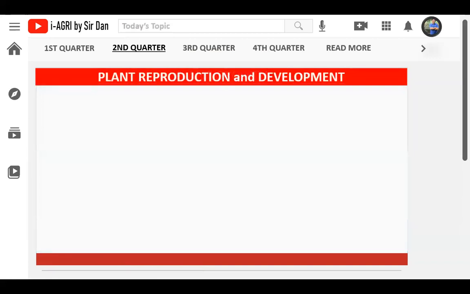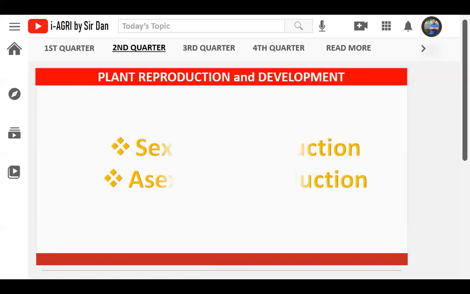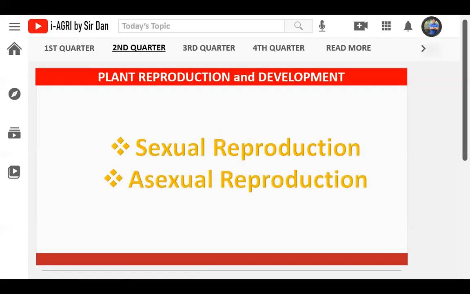Next, let's talk about plant reproduction and development. Plants reproduce either by sexual reproduction or asexual reproduction. In sexual reproduction, a male sex cell, or what we call the sperm, and the female sex cell, or what we call egg, join to produce a seed that develops into a new plant or seedling. In asexual reproduction, a new plant grows from some part of an old plant, or what we call a mother plant. To understand more about sexual and asexual reproduction, please watch these two videos.